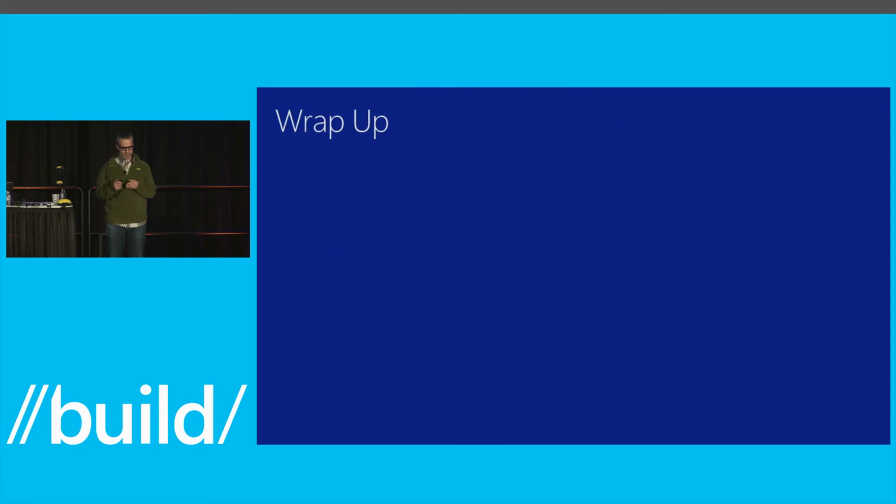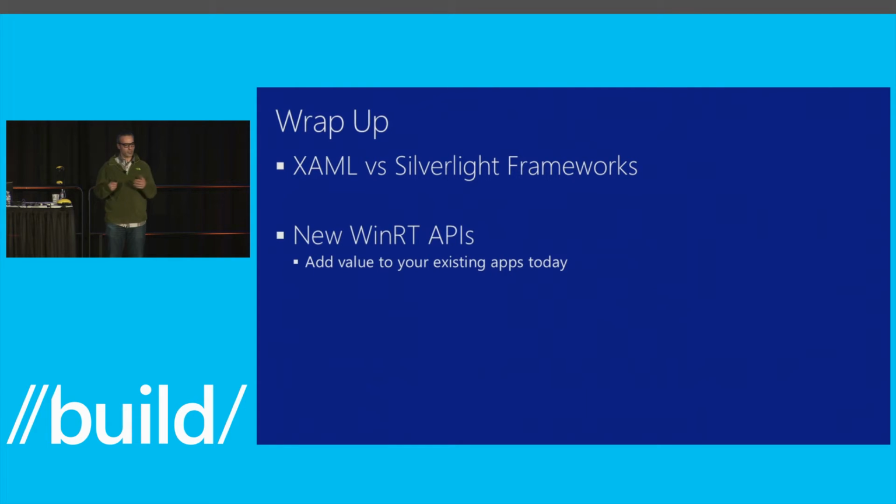On my last slide here, wrapping up, I hope I've given you a good understanding of the two XAML frameworks on the phone, the XAML apps and the Silverlight-based apps. And we walked through a lot of the new WinRT APIs. Again, there are a lot of different talks here on these specific features. And if they're talking about WinRT apps or XAML apps only, it pertains to Silverlight 8.1 apps in most cases as well. So what I really want you to do is, you can add a lot of value right now with these new APIs.